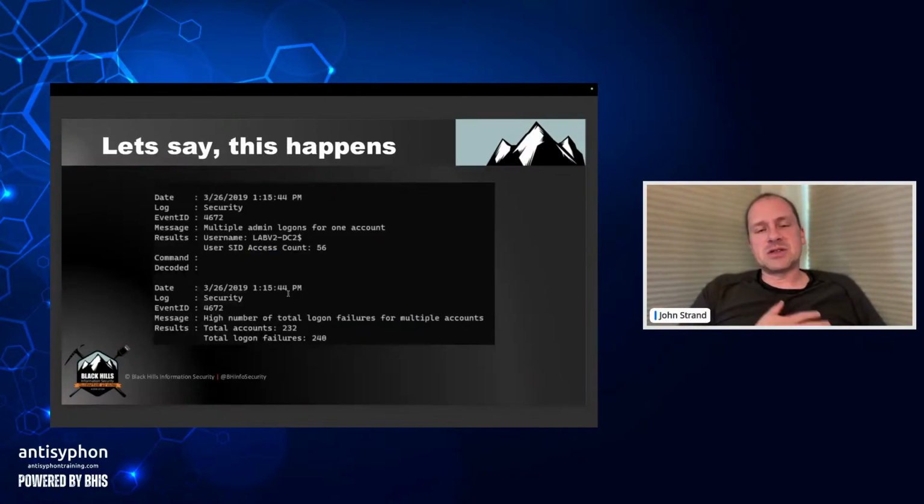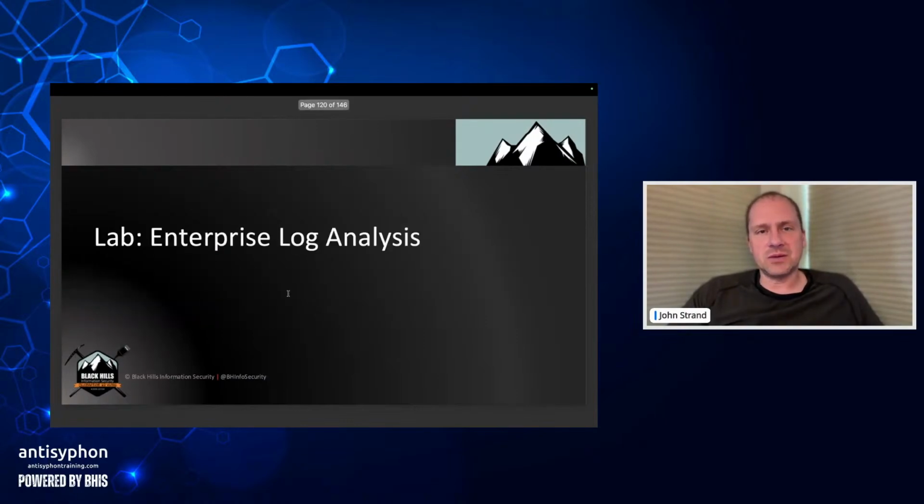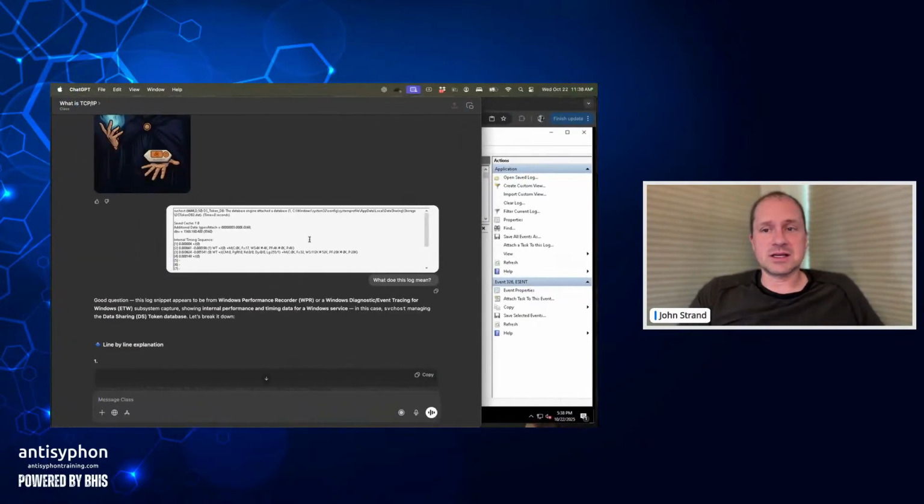So let's say that this happens. You have somebody that's trying to log in and they have this one system that is logging into 232 separate accounts, right? That's 240 total login failures. That should absolutely create a concern. And then we can start doing some investigation on the actual event logs. What is the source workstation? What accounts are they logging into? And that brings us to our next lab.